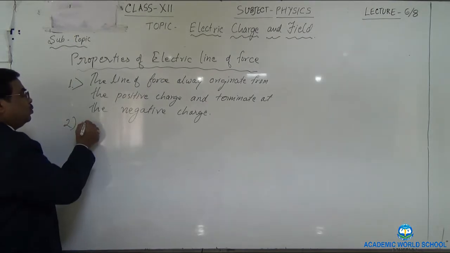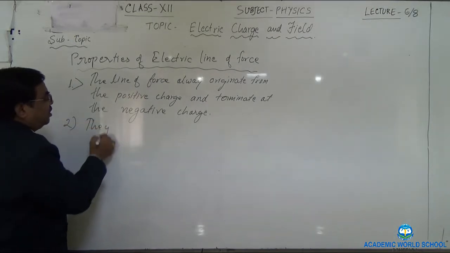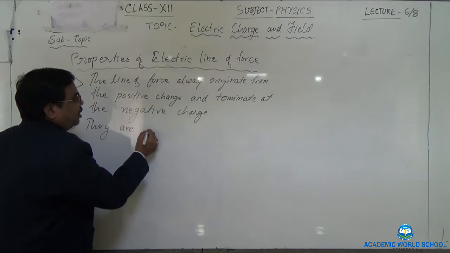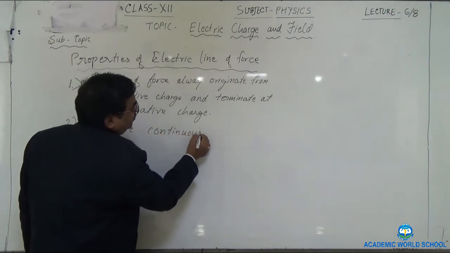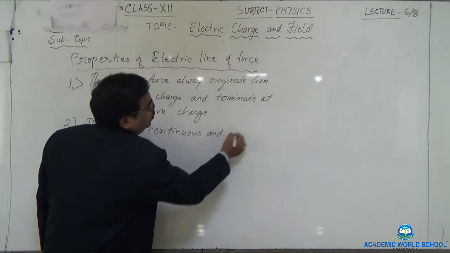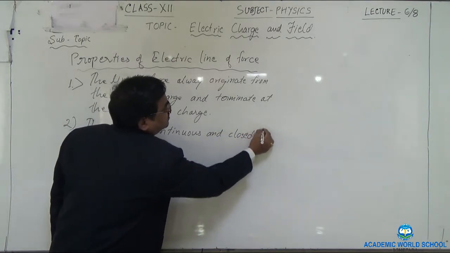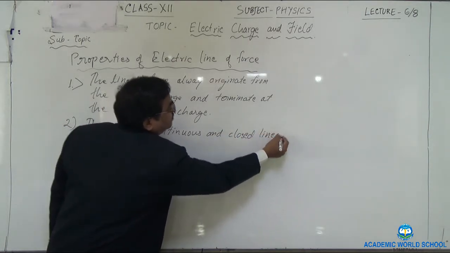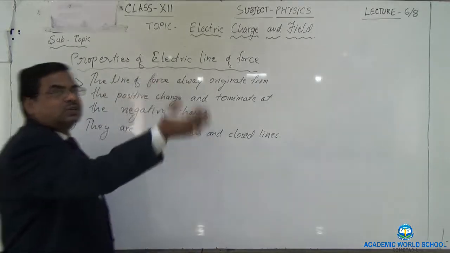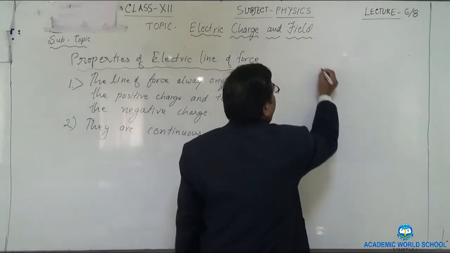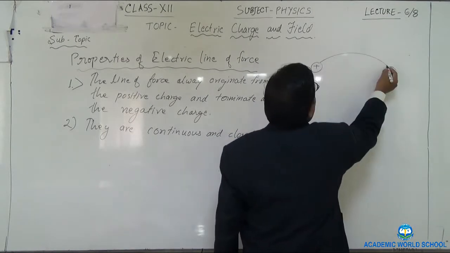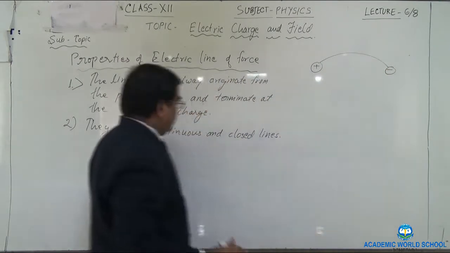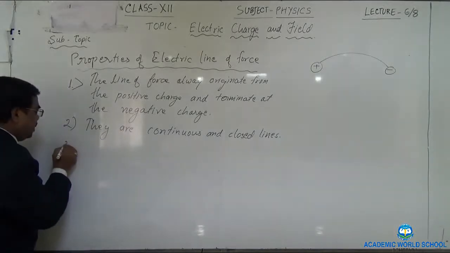Number 2, they are continuous and closed lines. The lines are always continuous. So if it is starting from plus, it will terminate at negative.